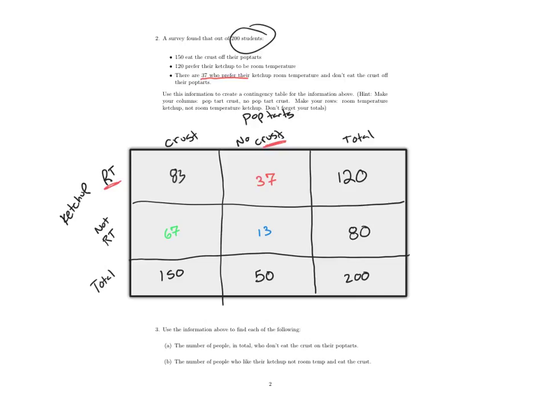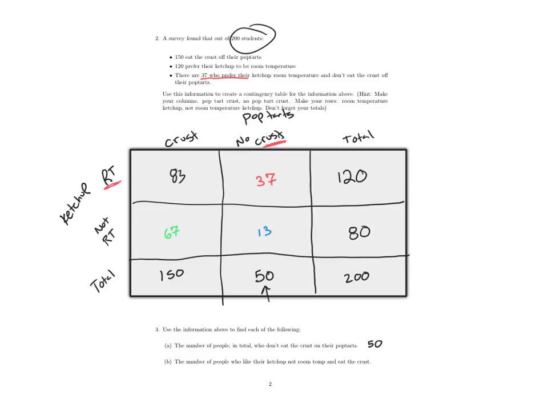Once I've filled in the table, the next thing I need to do is come down here and answer these questions. First question, the number of people in total who don't eat the crust on their Pop-Tart. Well, no crust people, I know, is 150. It's right there. Sorry, 50, not 150. So I'll put 50 right there. Once again, that's the total number who don't eat the crust on their Pop-Tart.